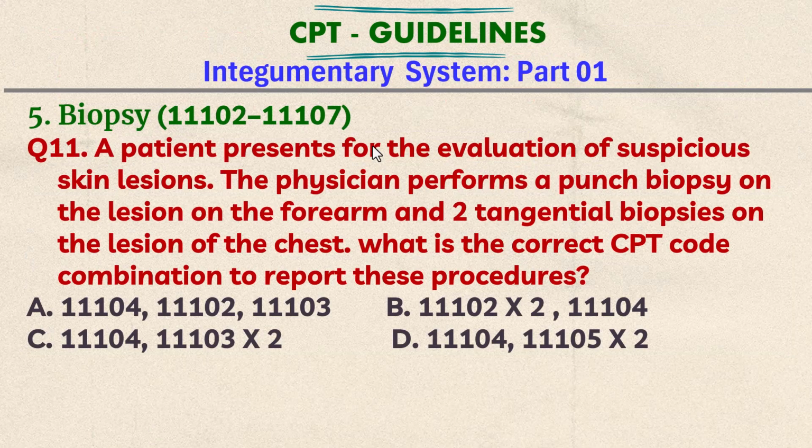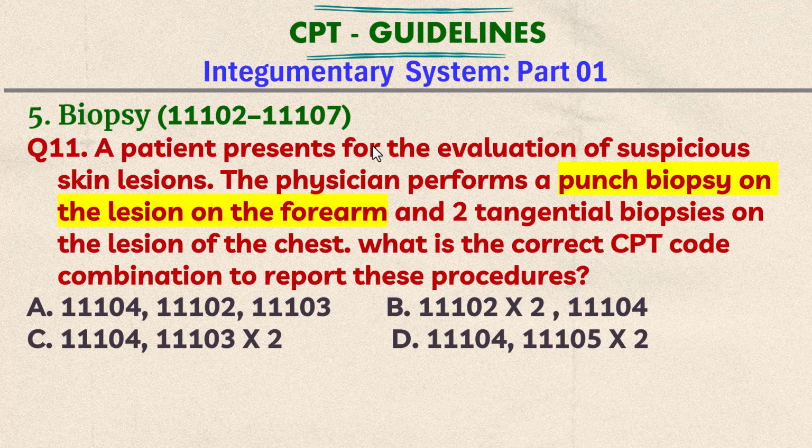Question number 11. A patient presents for an evaluation of suspicious skin lesions. The physician performs a punch biopsy on the lesion on the forearm and two tangential biopsies on the lesion on the chest. What is the correct CPT code combination to report these procedures? So there are four answers available. Take your CPT codebook and find the answer.